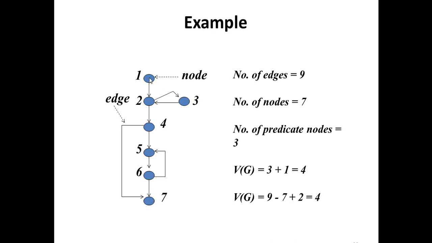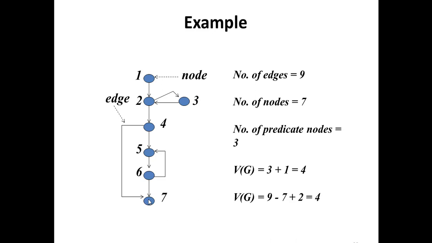Then we will start from 1, we will come to 2, we will come to the 4th node, and then we will take this route, and then we will come to node number 7. So this is the 4th independent path we have. This is how we calculate cyclomatic complexity.